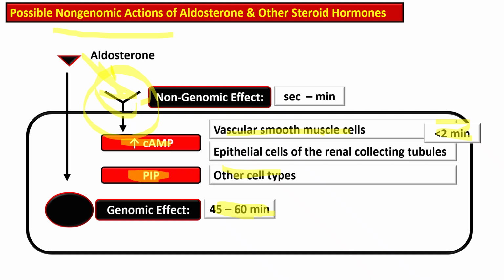So to remember is that while aldosterone's classical role involves a slow genomic pathway, a rapid second messenger based action may play an additional role, especially in fine tuning of the vascular tone, function of the kidney, and electrolyte balance.